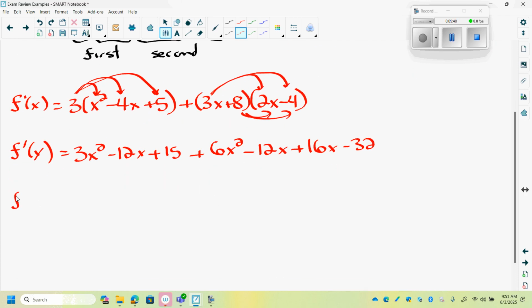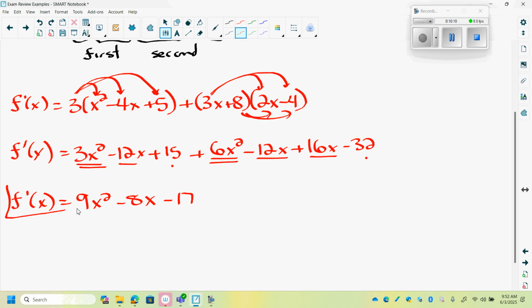So let's group our like terms. So I've got 3x squared and 6x squared, total of 9x squared. Negative 12x minus 24x plus 16x. Negative 8x. Negative 24 plus 16. And then I have 15 minus 32. Negative 17. Is everyone okay with that?